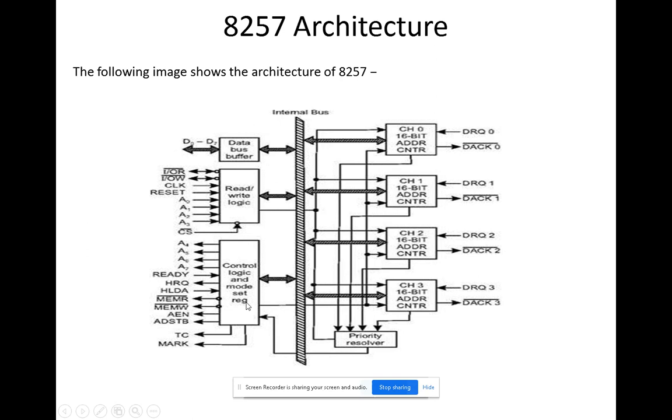And then the control logic and mode set register. It will control all the blocks by providing the controlling signals. That is ready, HRQ, which indicates whether it is busy or free. HRQ is the hold request. Hold request is given by the 8257 to the microprocessor. Then hold acknowledgement, which is the acknowledgement of the request.